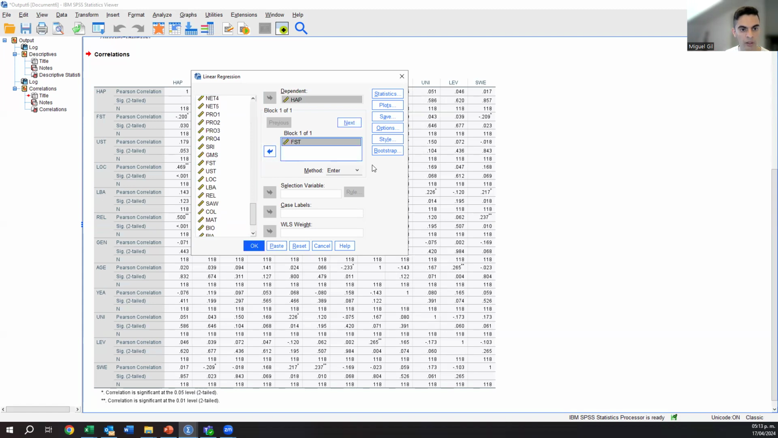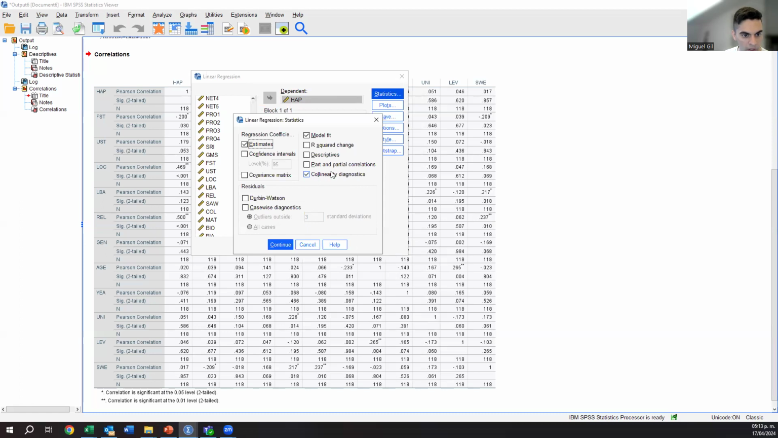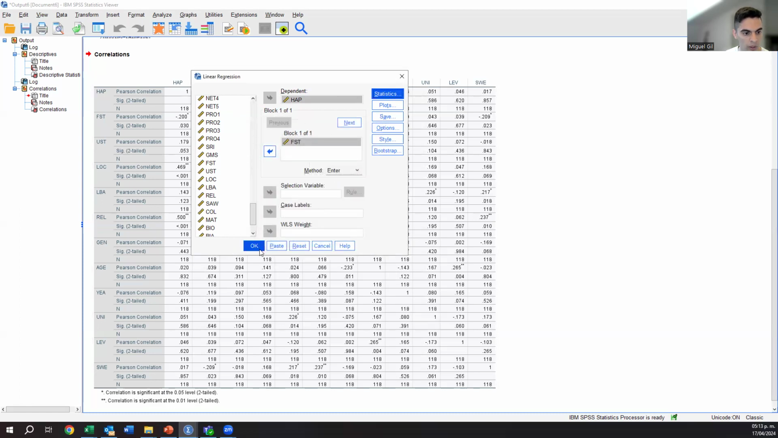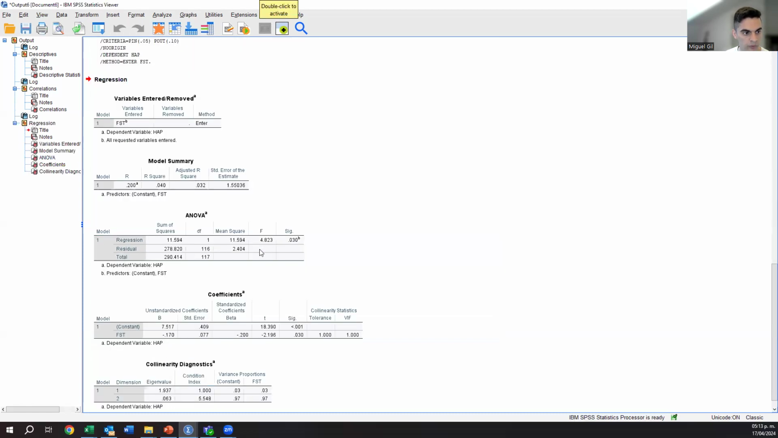Financial stress in here. Go to options. I think it's options. No, it's in statistics, and this will pop up, and click collinearity diagnostics. It's not normally ticked, so tick. Click on it, and then continue, and then OK. So we are going to do the analysis of the first model.